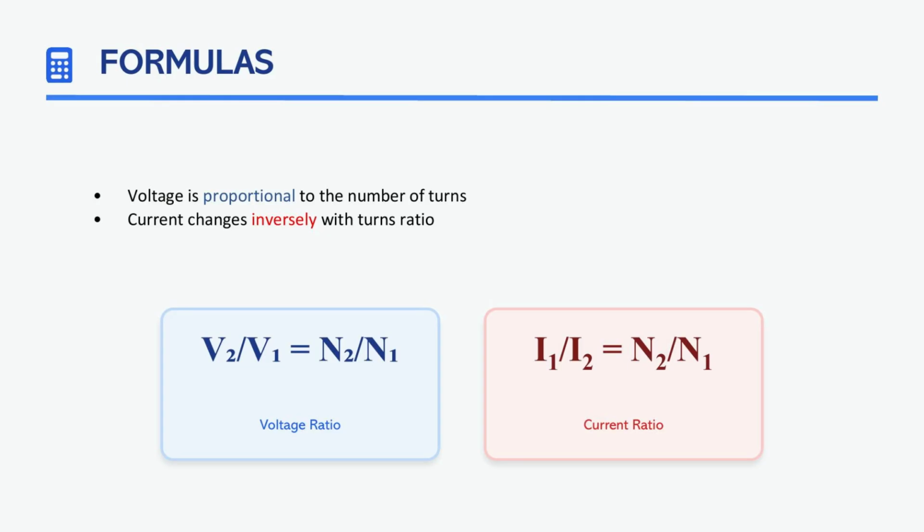Conversely, current changes inversely with the turns ratio given by I1 over I2 equals N2 over N1. I1 and I2 are the primary and secondary currents. This means as the number of turns increases, voltage increases, but current decreases, and vice versa. For exam questions, first determine whether the number of secondary turns is greater than or less than the number of primary turns. Then predict the direction of voltage. Finally, remember that current changes in the opposite direction.